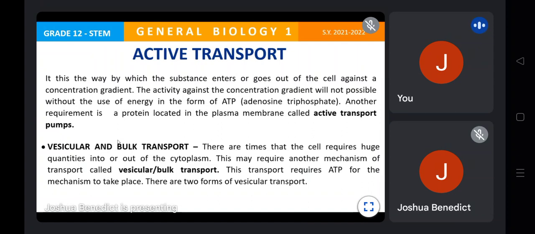Okay? So, in active transport is what you call the vesicular or bulk transport, wherein the cell requires huge quantities into or out of the cytoplasm. This may require a mechanism transport called vesicular or bulk transport. This requires ATP for the mechanism to take place. Again, kailangan ng energy. Ngayon, may dalawang klase itong bulk transport or vesicular transport. Bakit siya bulk or vesicular? Dahil maramihan ang ginagawa dito. And malalaki ang molecules. Okay?